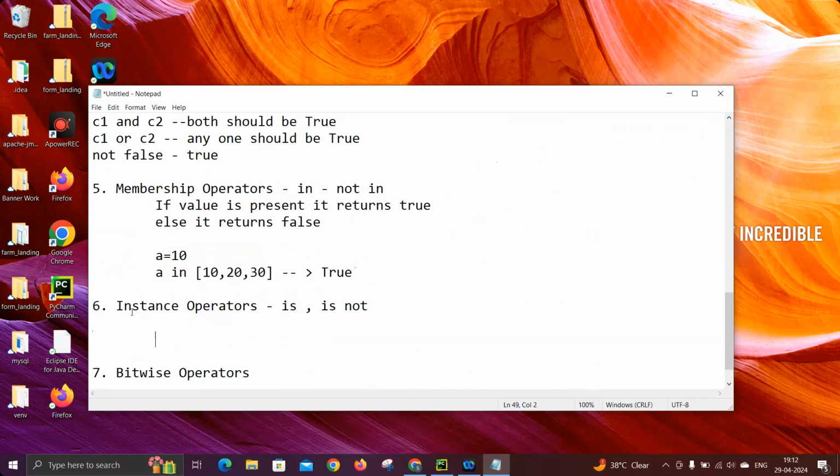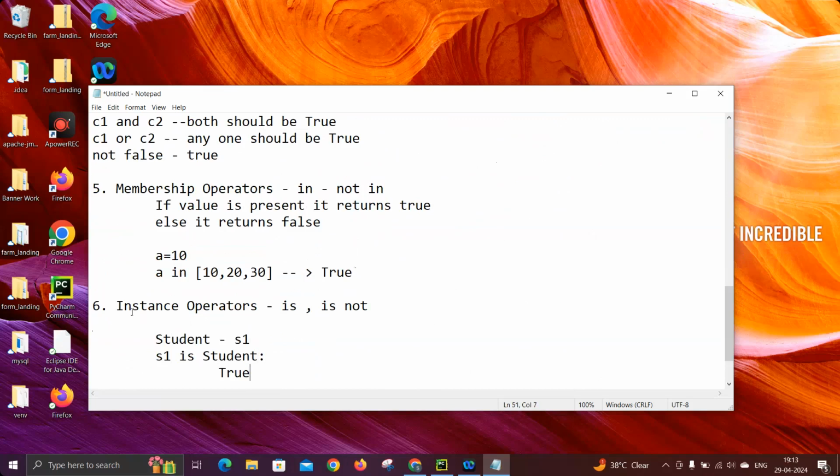Let's take an example, there is a student class, and there is an object called S1. Now you want to validate whether S1 really belongs to the student class, then we can simply write S1 is student. Now what it will return: if S1 is really an object of student, it returns true, otherwise it returns false.